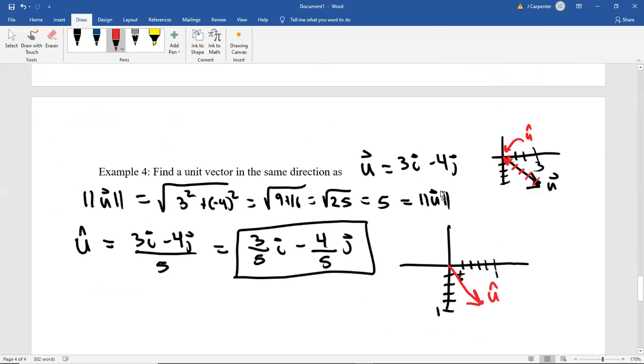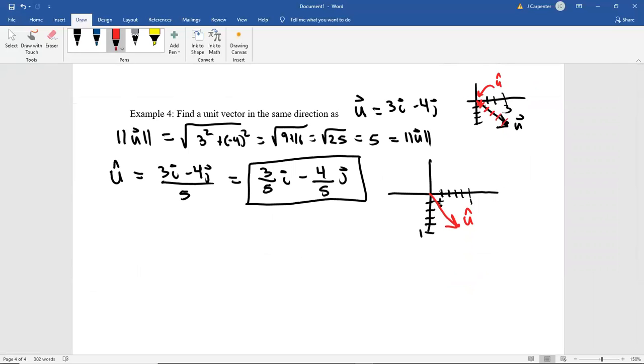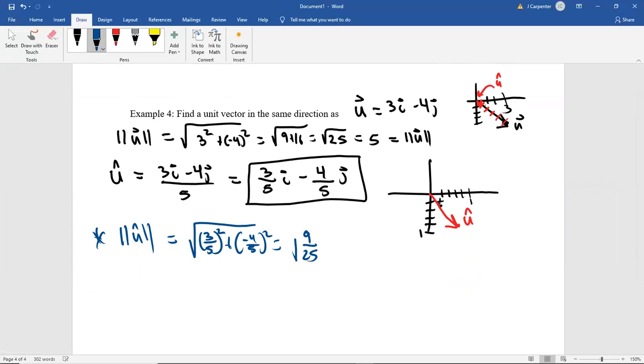Now maybe you go, well, I don't trust you. How do I know that this is a length of 1? I just have to believe it? Well, you could certainly prove it. If you found the magnitude, which should be 1, of that vector, it would be the square root of 3/5 squared plus negative 4/5 squared. You're just squaring these numbers top and bottom, so that's going to be the square root of 9 over 25 plus 16 over 25, which is 25 over 25 in the square root, which is the square root of 1, which is 1. It does work.